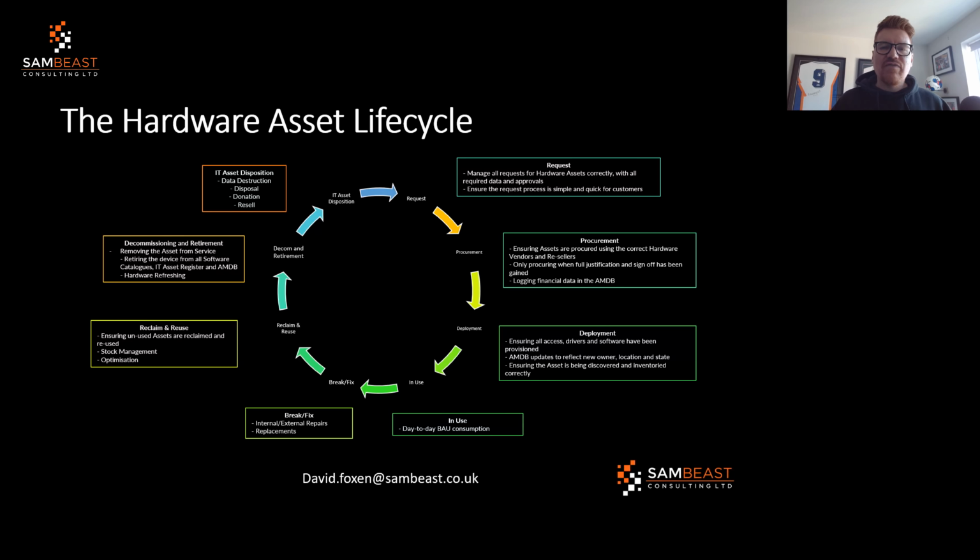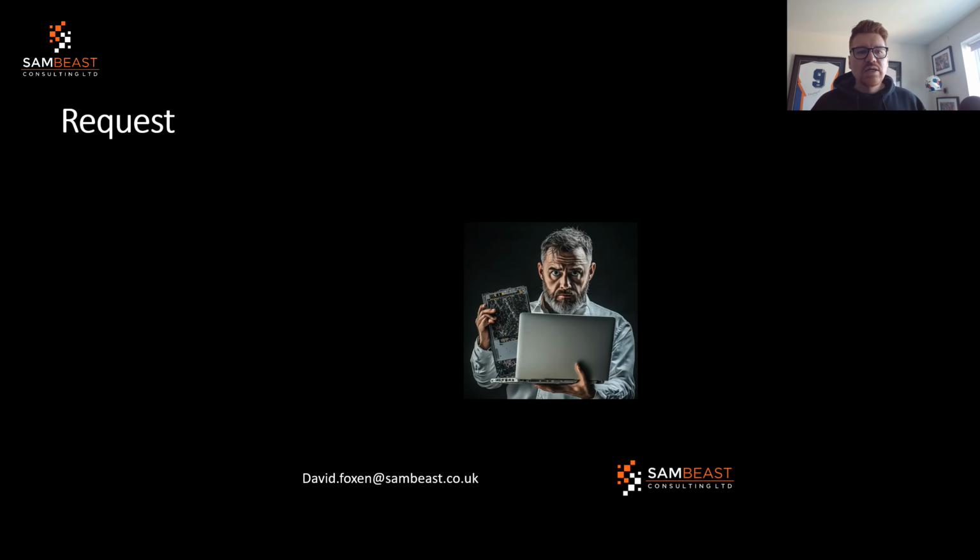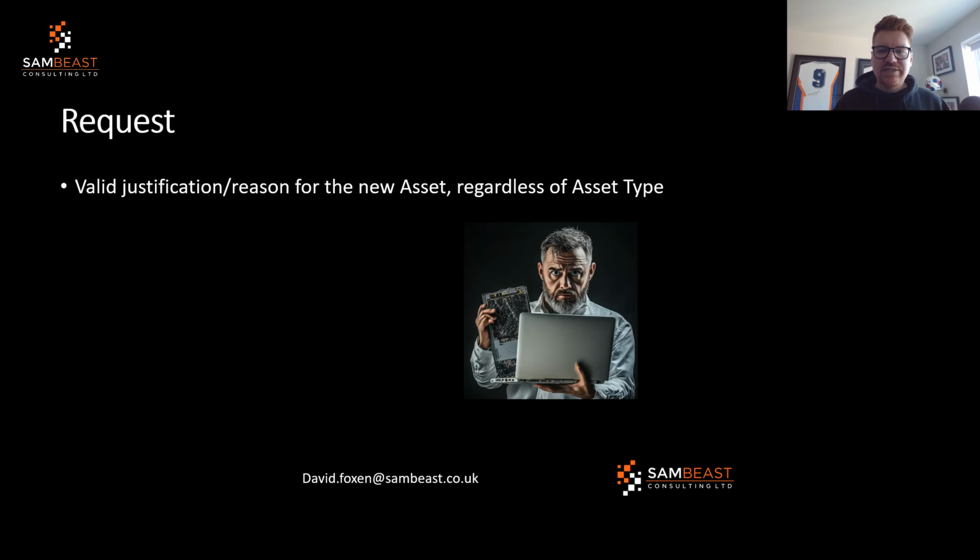Each of these stages have their own sub-processes and processes, which we'll go on to in a second. So first of all, let's dig deeper into the request part of the process. As we mentioned, we are looking for valid justification and a reason for why they need the new asset, regardless of the asset type. Remember, this is the defined assets that we have highlighted and said counts as a hardware asset within the organization. So if it's not a hardware asset, unfortunately, I'm not interested at this point. It's only the defined hardware asset.